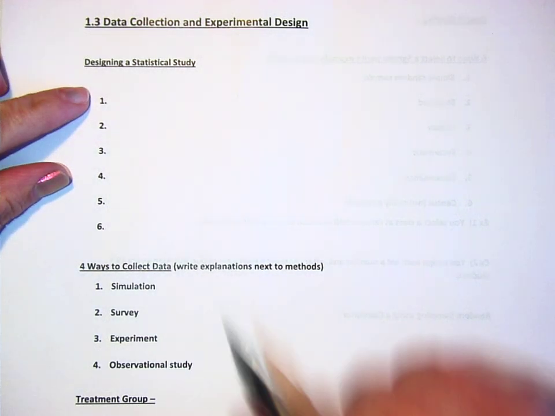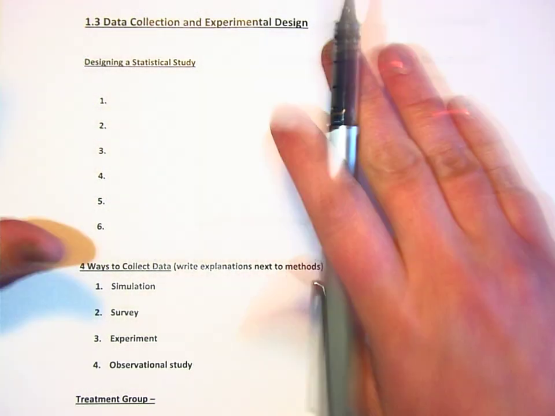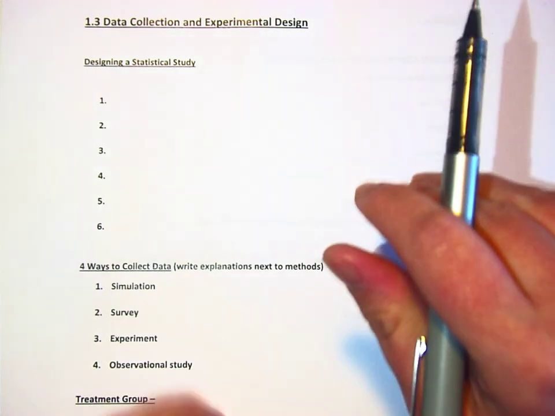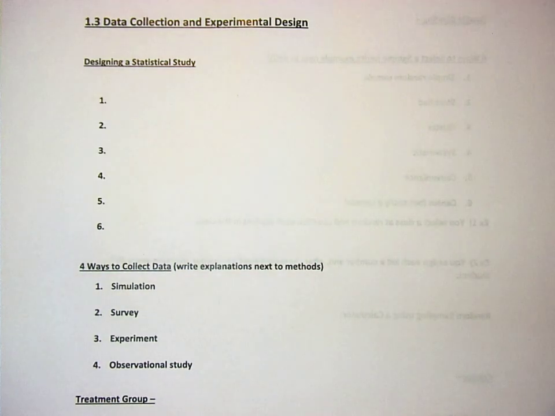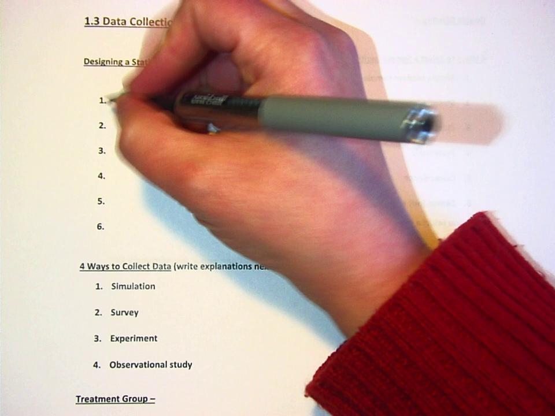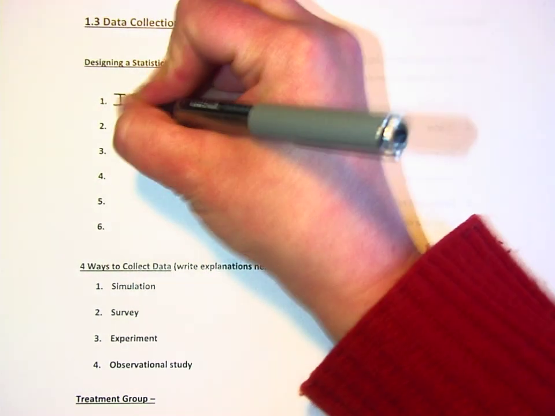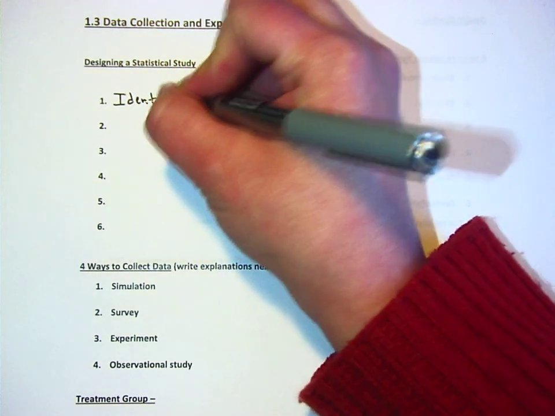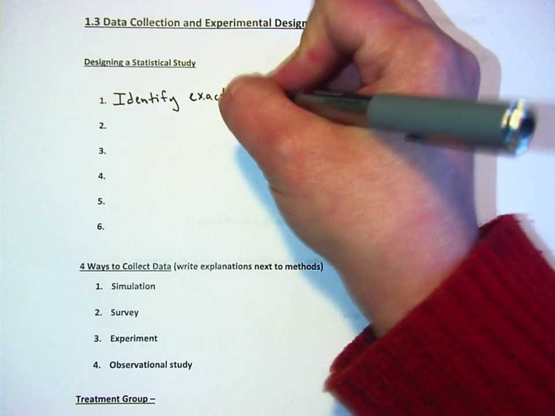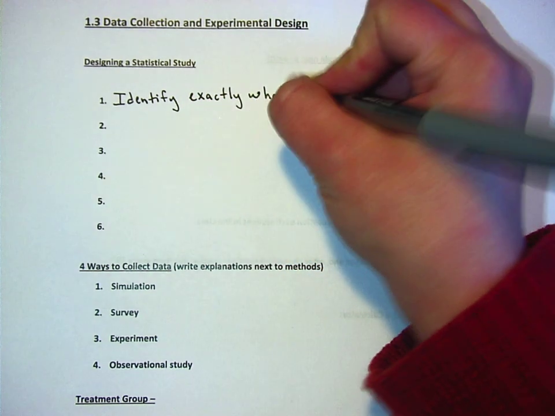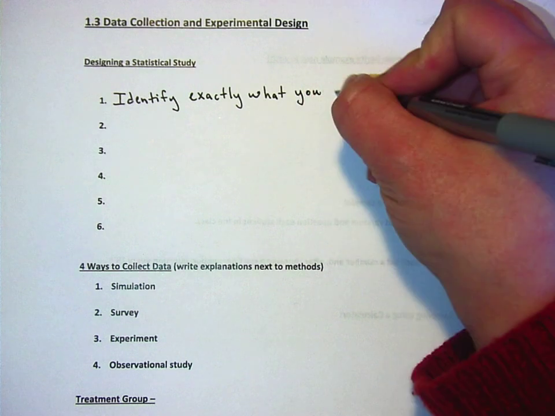So the first thing we're going to talk about today, with 1.3, we're only doing 1.3 today and the review for Chapter 1, is the steps for designing a statistical study. The first step is to identify exactly what you want to study.